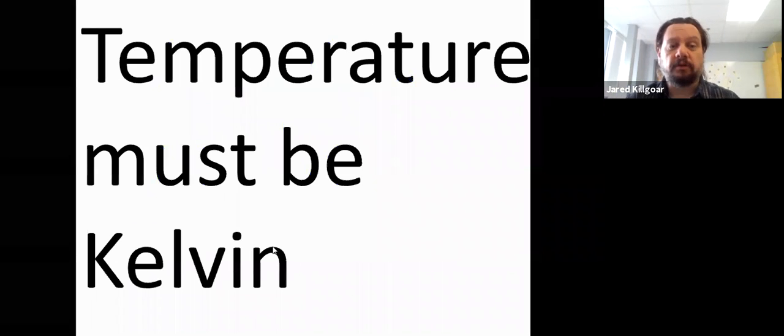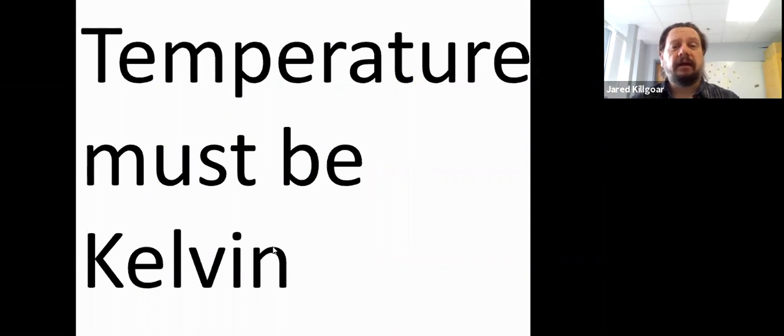But one thing that is important to understand is you need to be in temperature Kelvin. In order to do this, all you have to do is take the Celsius temperature and add 273 to it. And then you will convert to Kelvin. We've talked about that last unit, so we were pretty good at that. So let's keep on going.